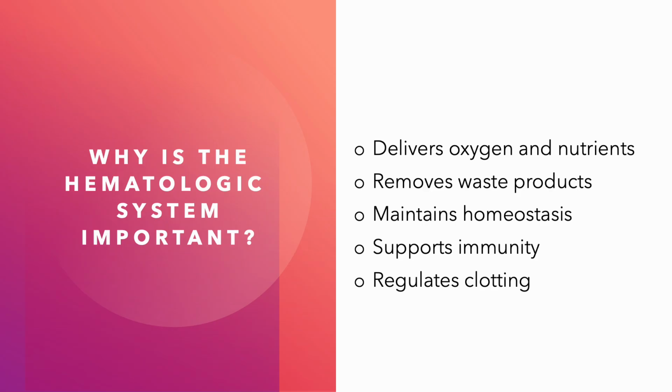Red blood cells, RBCs, transport oxygen to the tissues. White blood cells, WBCs, help protect us from infection. Platelets and clotting factors prevent excessive bleeding. Blood also helps regulate body temperature, maintain acid-base balance, and homeostasis.